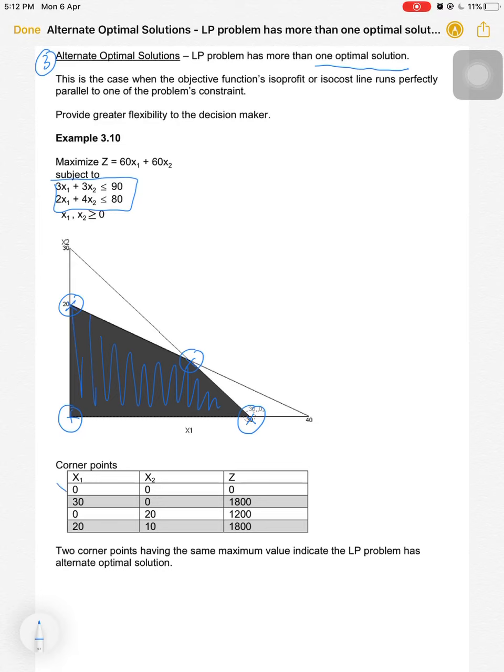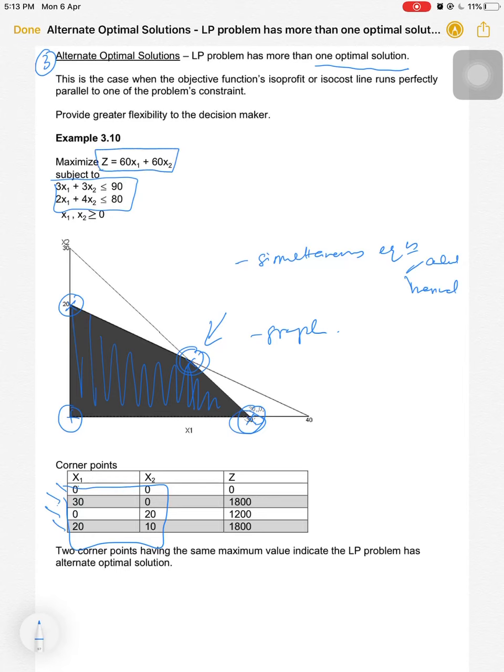So here we have (0, 0), then here (30, 0), here (0, 20), and also here (20, 10). You can find these coordinates using simultaneous equations, using a calculator, manually, or by using the graph. After that we will substitute all these coordinates into the objective function.